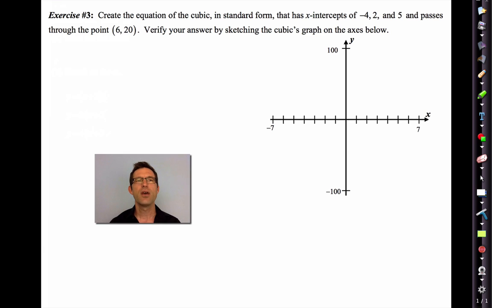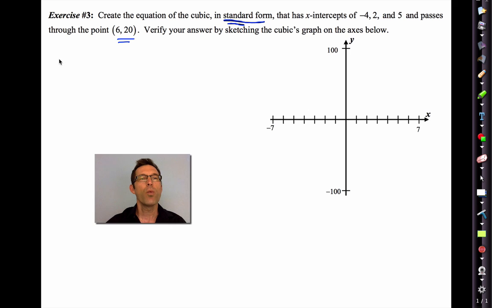All right, number 3, create the equation of the cubic in standard form. Man, this is important. I don't know about other states' tests, but on the New York State Regents, when they say it's got to be in standard form, it's got to be in standard form, and if it's not, they're going to take some serious credit off. But create the equation of the cubic in standard form that has x-intercepts of -4, 2, and 5, and passes through the point (6, 20). Then verify your answer by sketching the cubic graph on the axes below with the use of our calculator.